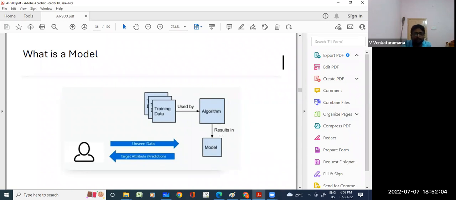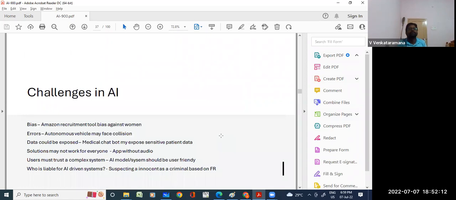If it's not good, then you may require some more corrections in your model, in the algorithm, or in your data, and then you have to retrain it. So this is how machine learning pipelines work. And what are the differences between the AI method, artificial intelligence, and machine learning? What are the challenges?